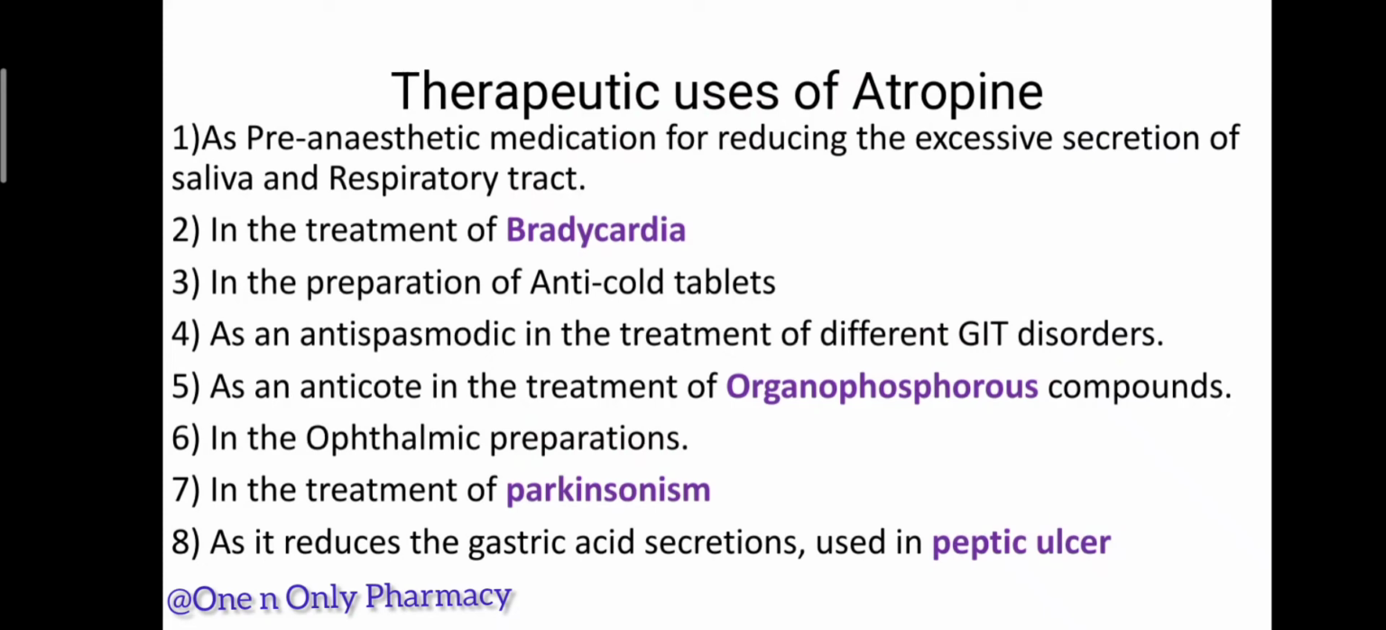Therapeutic uses of atropine. Why do we use atropine? As a pre-anesthetic medication for reducing the excessive secretion of saliva and respiratory tract; in the treatment of bradycardia; in the preparation of anti-cold tablets; as an antispasmodic in different GI disorders; as an antidote in the treatment of organophosphorus compound poisoning; in ophthalmic preparations; in the treatment of Parkinsonism; and, as it reduces gastric acid secretion, in peptic ulcer. These are some uses of atropine.